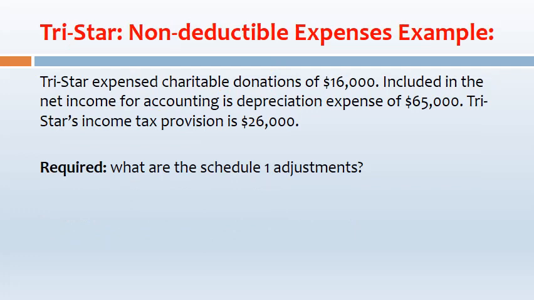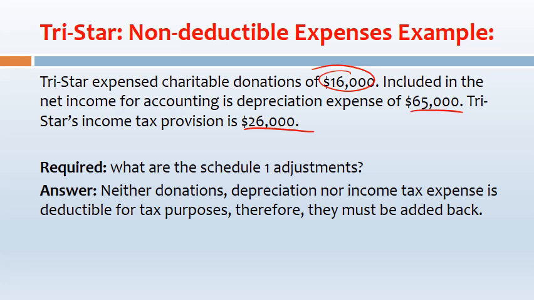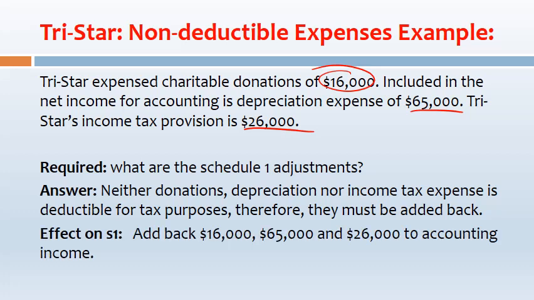Let's apply some of this theory to TriStar. So we've got charitable donations of 16 grand that they expensed during the year for accounting purposes. Also included in net income is depreciation expense of $65,000. They have an income tax provision of $26,000. And my question for you is, what are the Schedule 1 adjustments? Well, none of this stuff is allowed. So donations, depreciation, income tax expense, none of them are deductible for tax purposes. Therefore, they all have to be added back. So the effect on the Schedule 1 is going to be to add back the 16, add back the 65, add back the $26,000 to our accounting income.